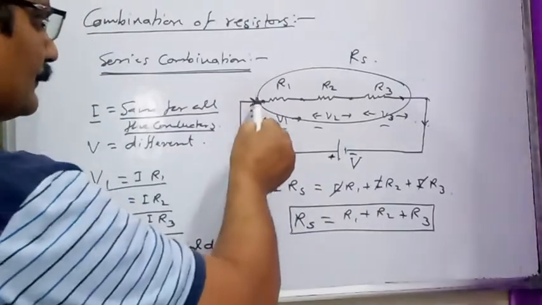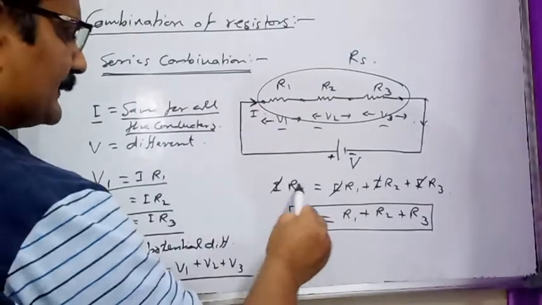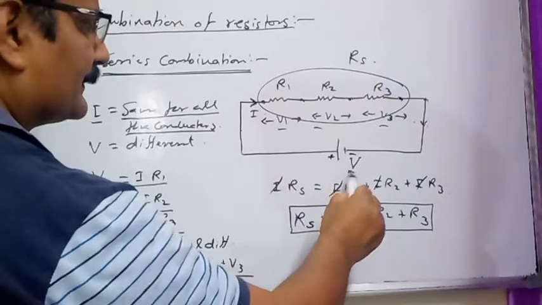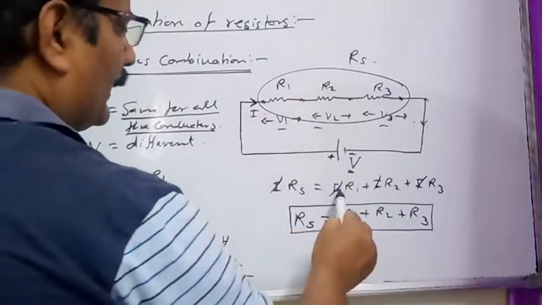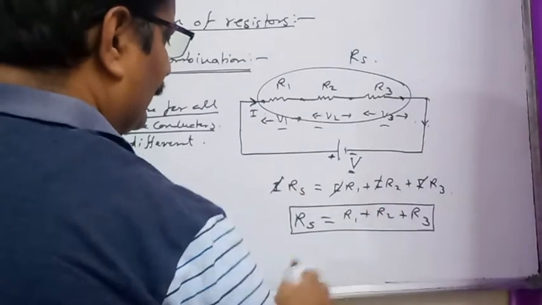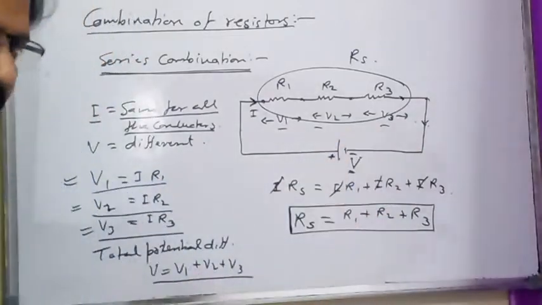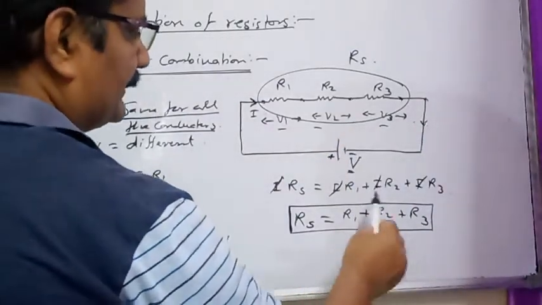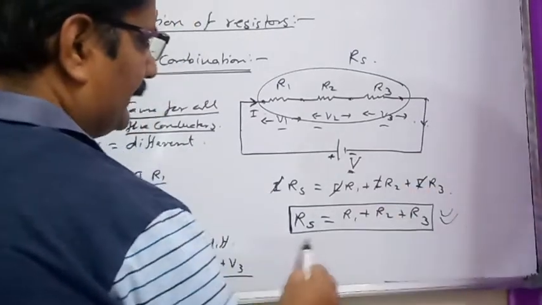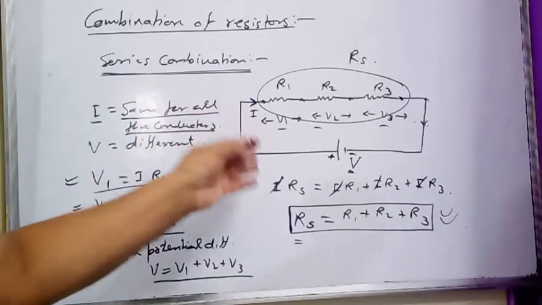If the equivalent resistance of this series combination of resistors is Rs, then current multiplied by equivalent resistance, I into Rs, is the total potential difference, equal to IR1 plus IR2 plus IR3. I is common and cancels out. So the equivalent resistance of the resistors in series combination, Rs, equals the sum of the resistors, R1 plus R2 plus R3. Using this formula we can calculate the equivalent resistance if they are connected in series combination.